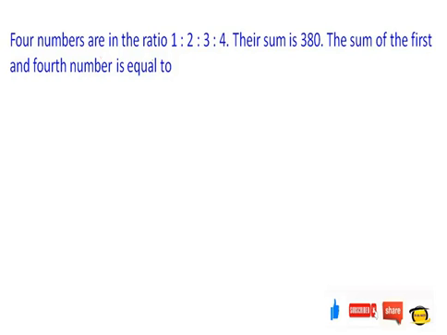Four numbers are in the ratio of 1:2:3:4 and their sum is given as 380. Find the sum of the first and the fourth term. Let's assume the four numbers as A, B, C and D.